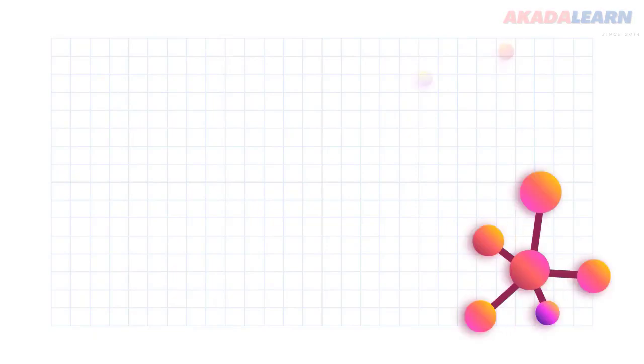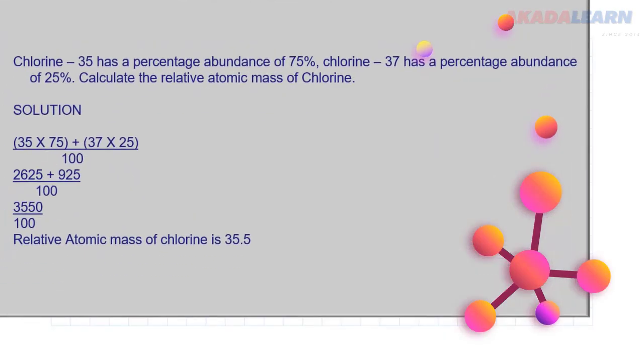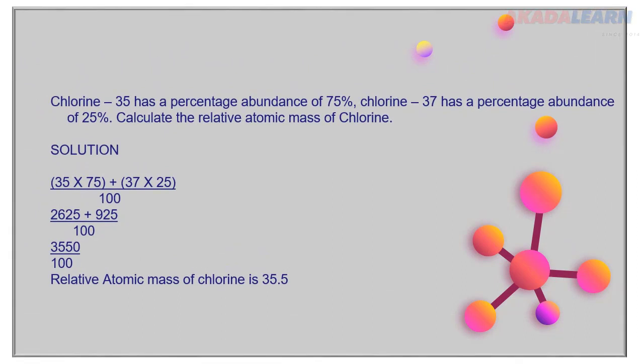So let's take a quick example. Calculate the relative atomic mass of chlorine, when chlorine-35 has 75% abundance, while chlorine-37 has 25% abundance. Solution: we take the mass of chlorine-35 and multiply it by its percentage abundance, plus chlorine-37 multiplied by its percentage abundance, 25.